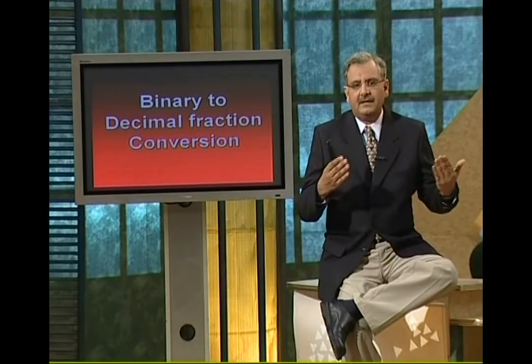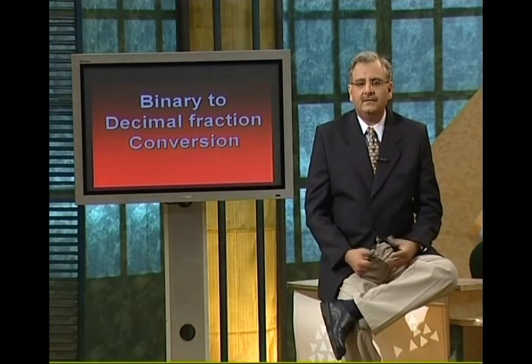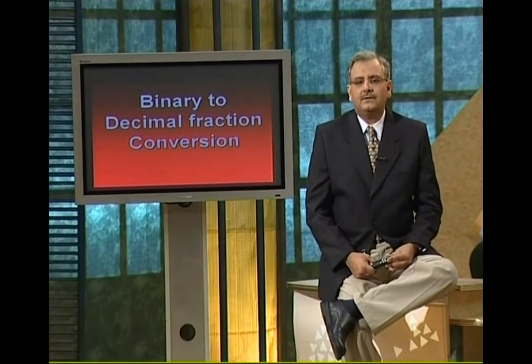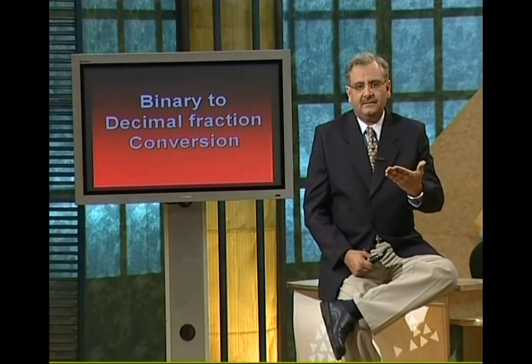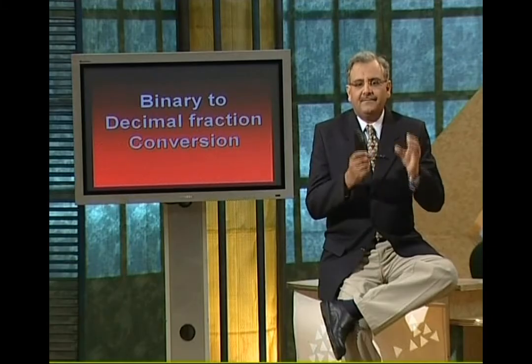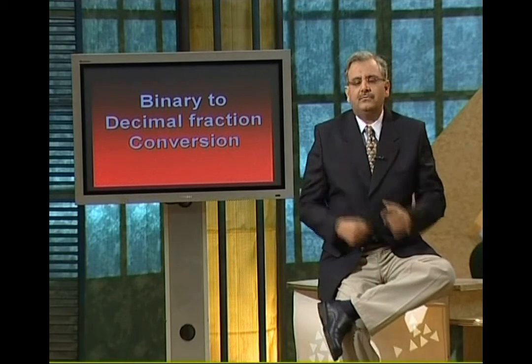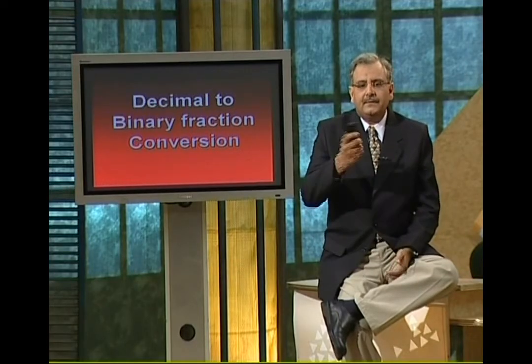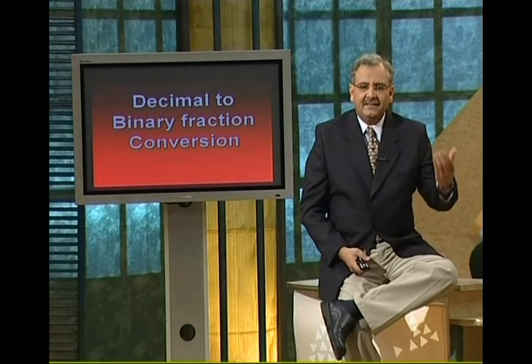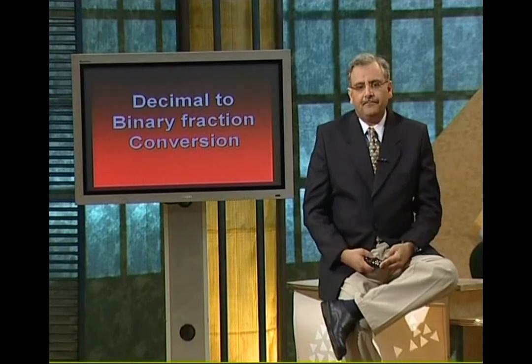Now, if you just sum up all the weights, what do you get? It's 0.8125. So by using the sum of weights method, you can convert a fraction represented in binary into decimal. Okay. Let's have a look at the conversion from a decimal fraction to binary.